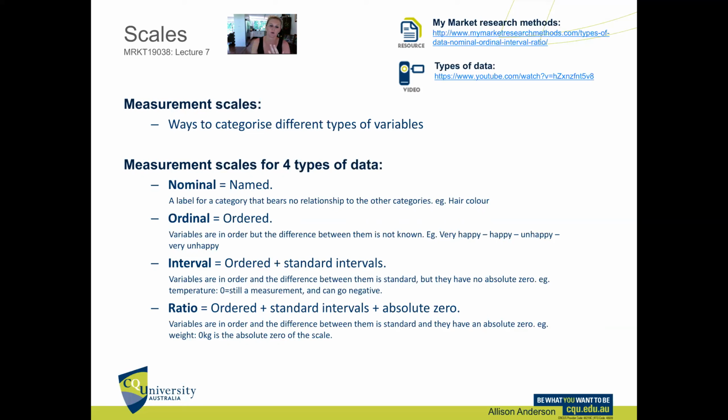Okay, so nominal is named. It's a label for a category that bears no relationship to the other categories. For example, type of fruit or hair colour. It's just the name of that category. Ordinal is ordered. So the variables are in fact in order, but the difference between them is not known.